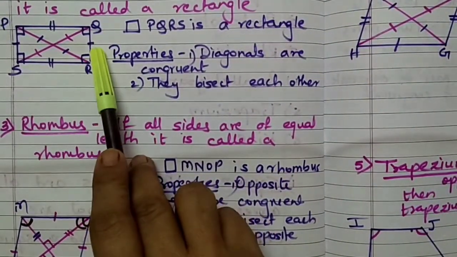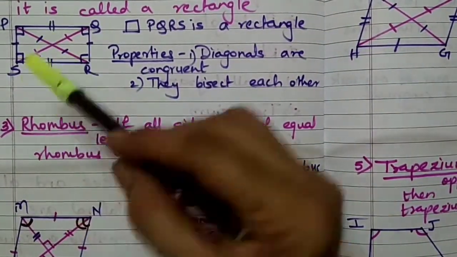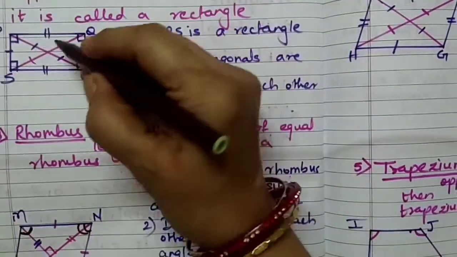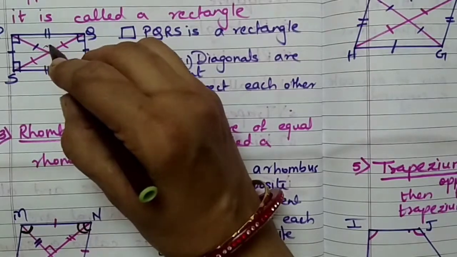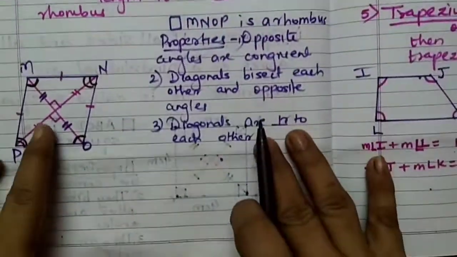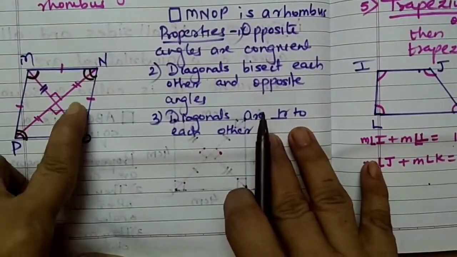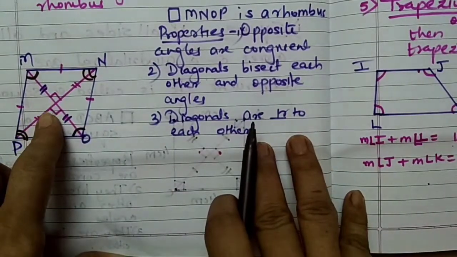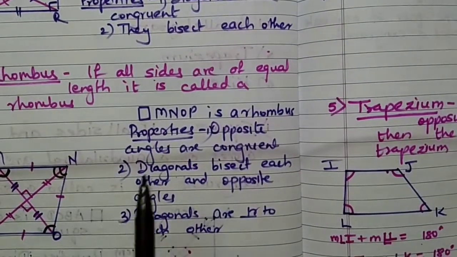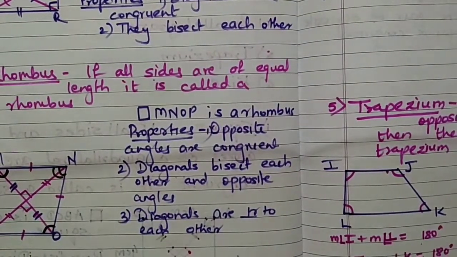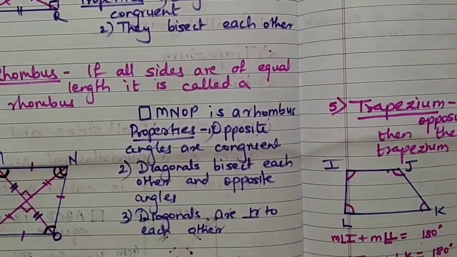Here diagonals are not perpendicular to each other. They bisect each other but not at right angles. This angle is not 90, whereas in a square and rhombus they bisect each other and make an angle of 90. So that is the difference. These differences you have to understand and keep in mind. You have to remember them.